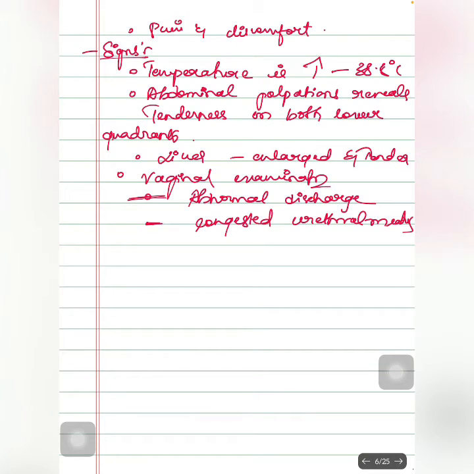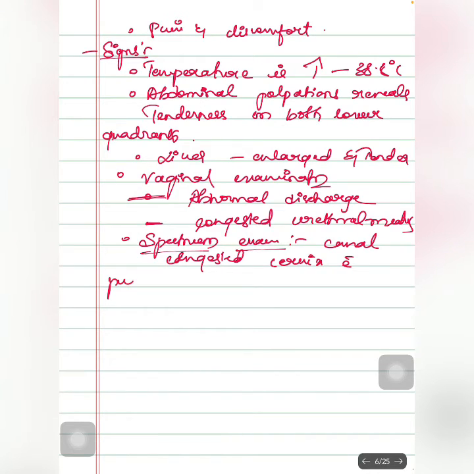Okay. Thirdly, you will see there is a speculum examination. Speculum examination shows congestion of the cervix, so congestion of the cervix with discharge. Next, on bimanual examination, it reveals bilateral tenderness on fornix palpation. This is all about the signs and symptoms, which are the clinical features.